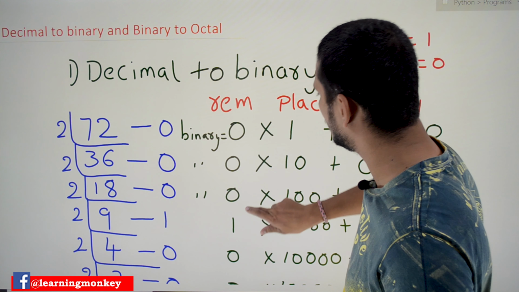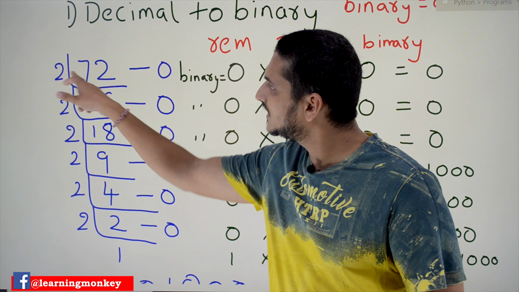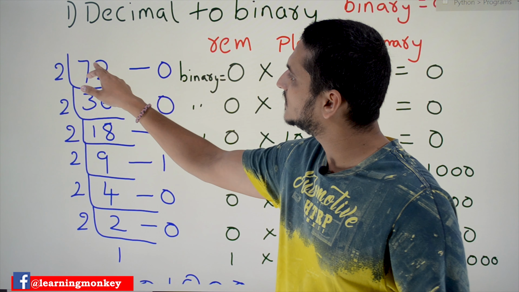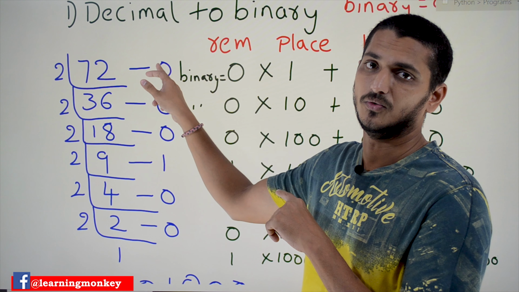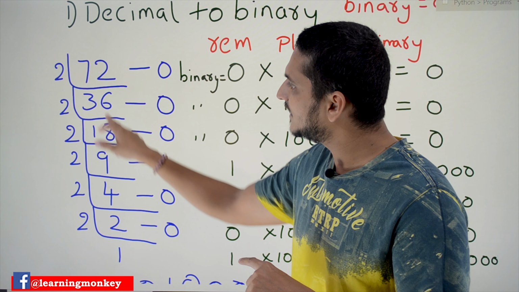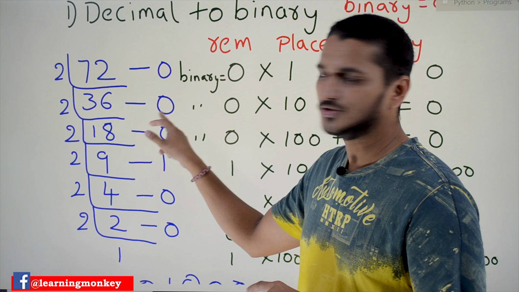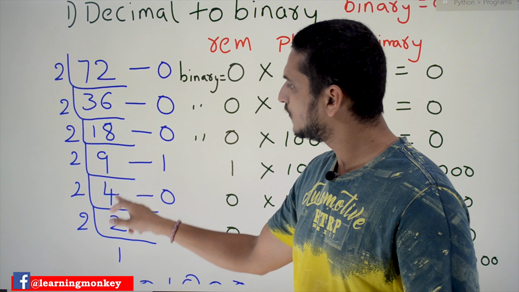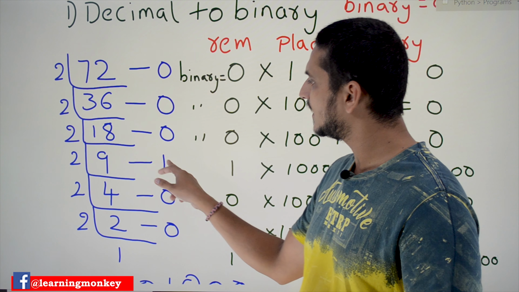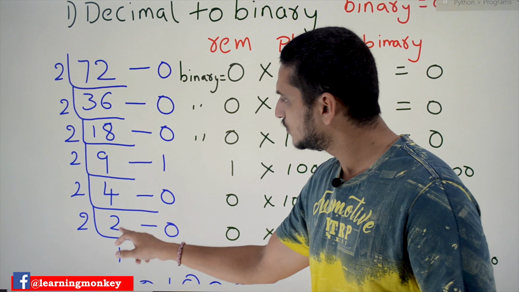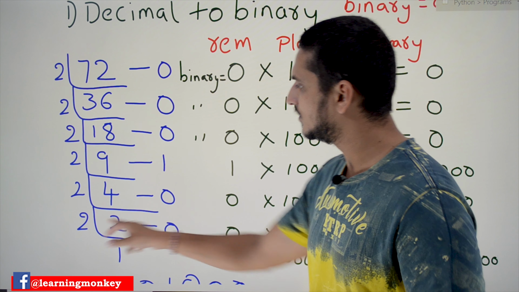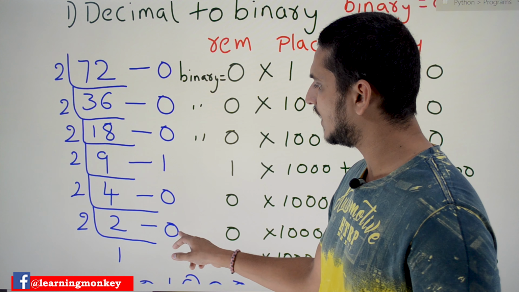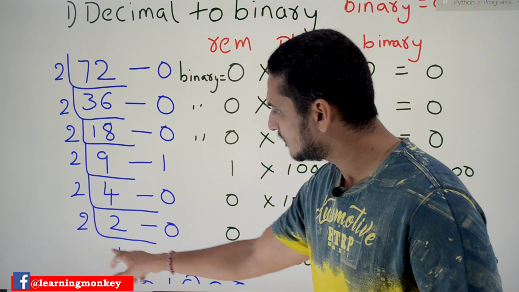The logic here is we have to divide it by 2. 2 36s are 72, the remainder value is 0. 2 18s are 36, the remainder value is 0. 2 9s are 18, remainder value is 0. 2 4s are 8 and the remainder value is 1. Like that, 2 2s are 4, remainder value is 0. 2 1s are 2, remainder value is 0. And finally we are having 1.